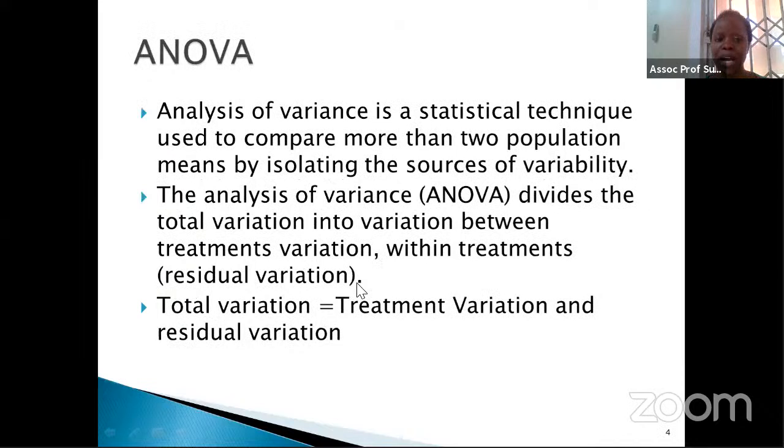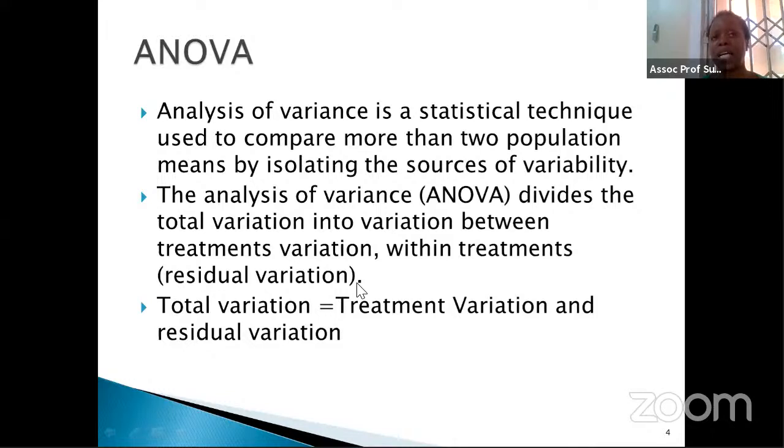Okay. So analysis of variance, abbreviated as ANOVA, is a statistical technique used to compare more than two population means by isolating the source of variation. The analysis of variance divides the total variation into between variation and within variation. That is for a one-way analysis of variance. Why is it called one way? Because we have one factor. If we have more than one factor, then it changes and becomes a two-way analysis of variance. So in one-way analysis of variance, we have one factor.